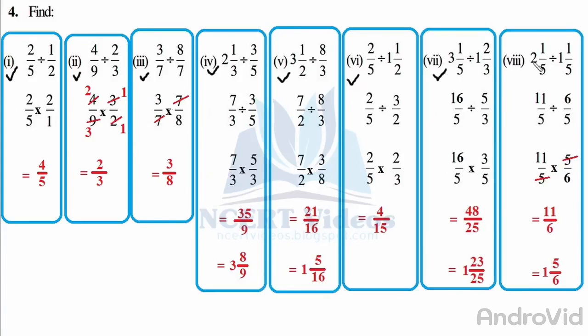Here 5 twos are 10 plus 1 is 11 over 5 divided by 5 plus 1 is 6 over 5. Now 11 over 5 into 5 over 6. 5 fives cancel out, 11 over 6, it is improper. So 6 ones are 6, 5 is remainder over 6. So that was your last question, question number 4.